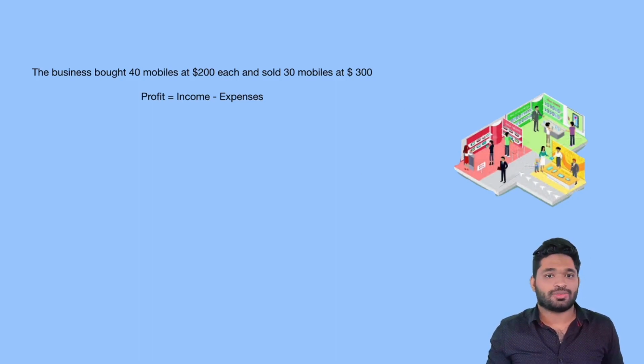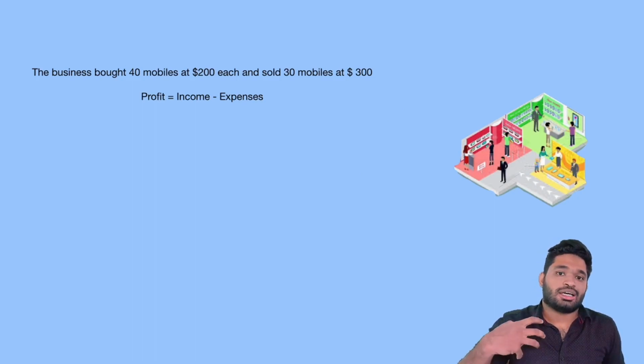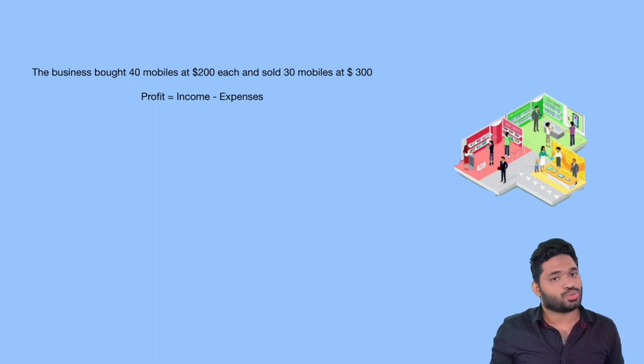You take your income, from that you reduce your expense. Right? So, the income from one mobile phone is $300. The expense of one mobile phone was $200. So the profit from one unit should be how much? $100. So you have sold 30 units. So altogether you should create a total profit of how much? Yes, 100 into 30 will be $3,000.